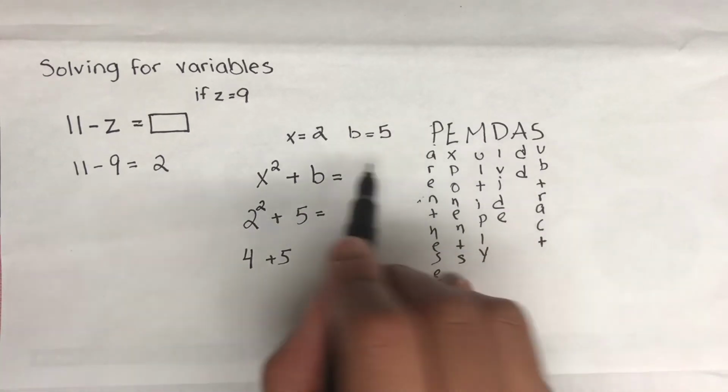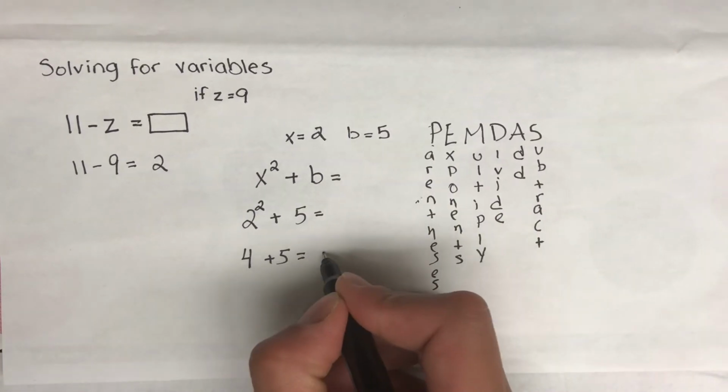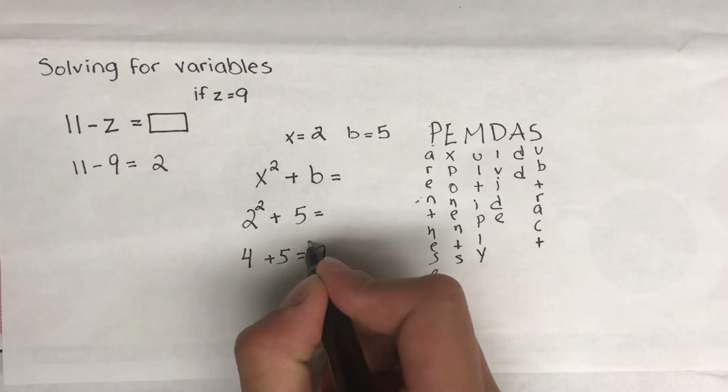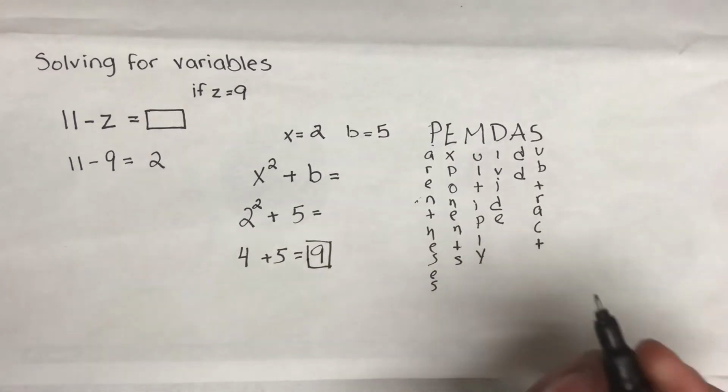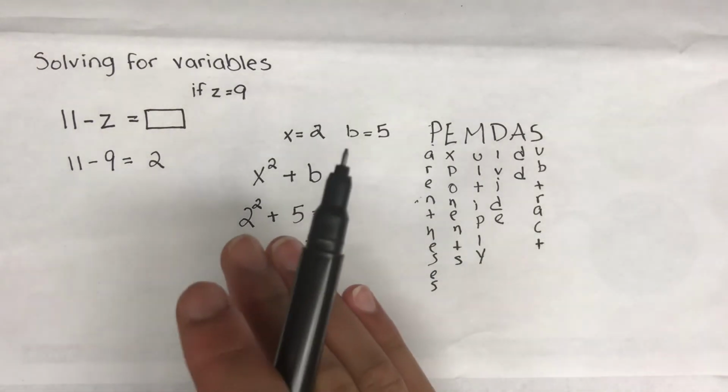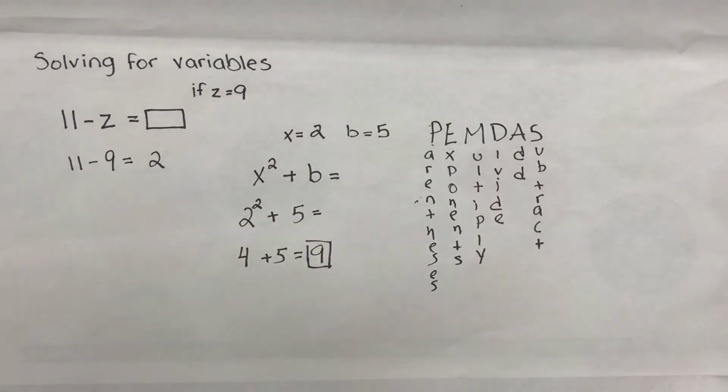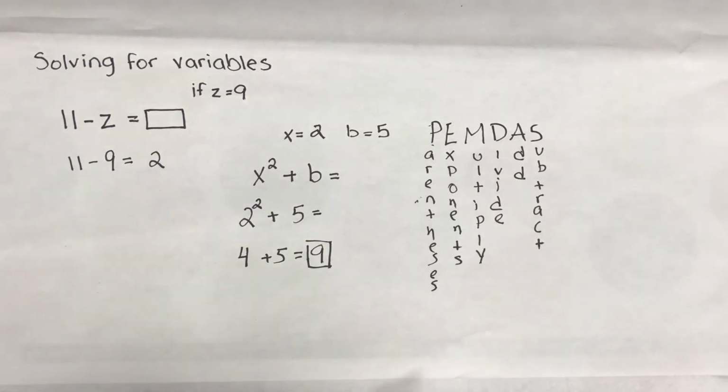Now we have to add, because that's our next thing. 4 plus 5 equals 9. So that is your answer. So it's really simple solving for variables and equations, as long as you remember these steps and don't forget to plug in.